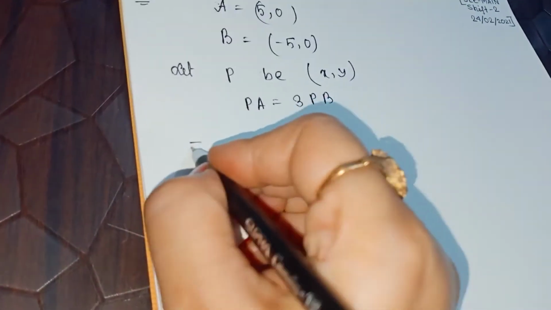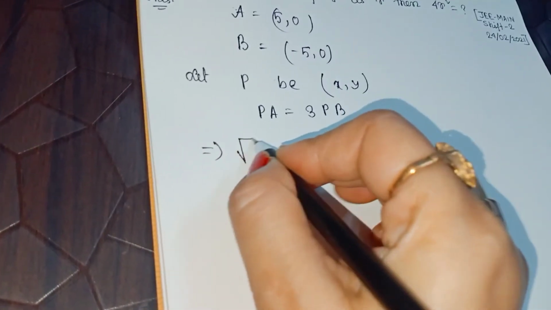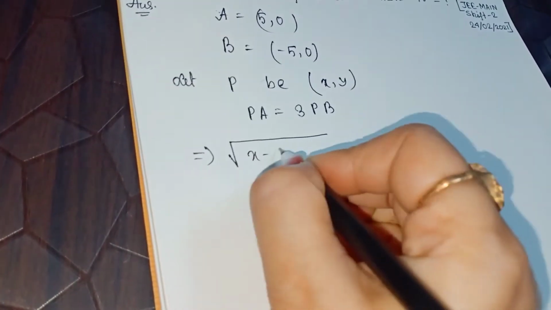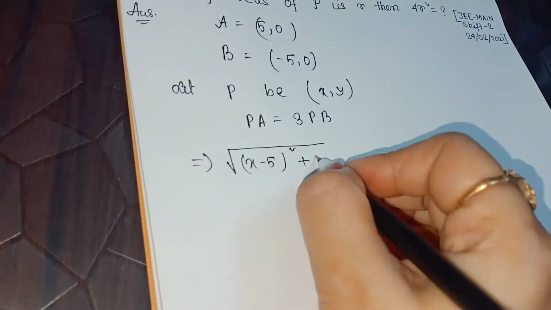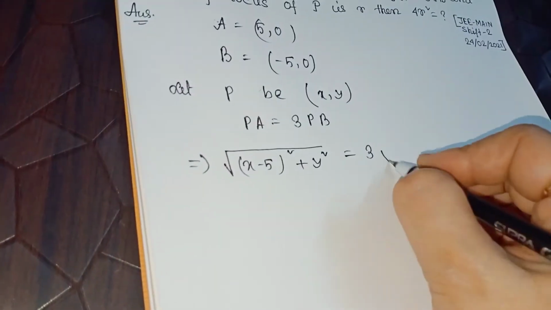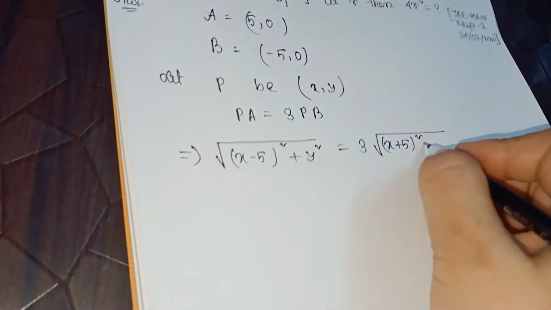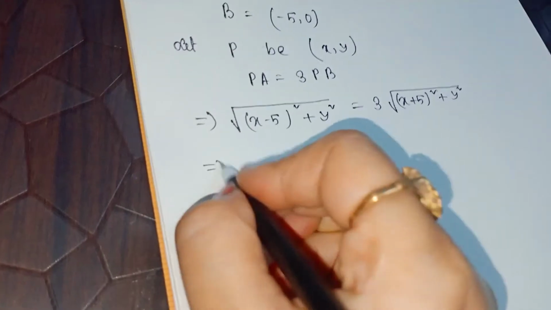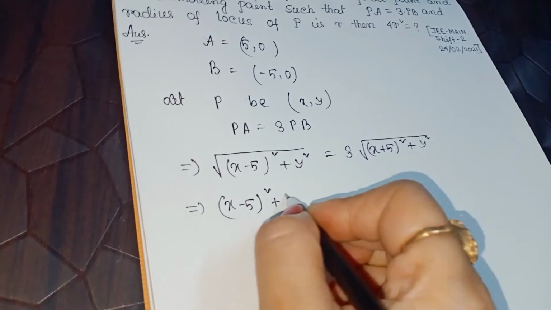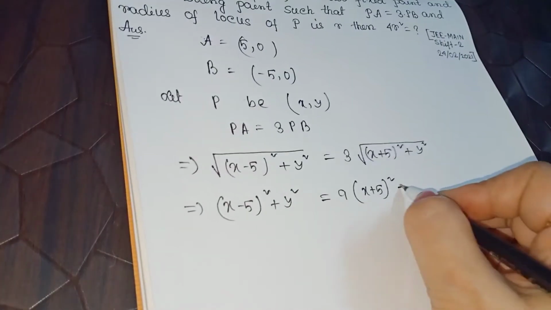Now PA is equal to, from the distance formula we know, the root of (x minus 5) whole square plus y square is equal to 3 into PB, which is the root of (x plus 5) whole square plus y square. So squaring both sides we get (x minus 5) whole square plus y square is equal to 9 into (x plus 5) whole square plus y square.